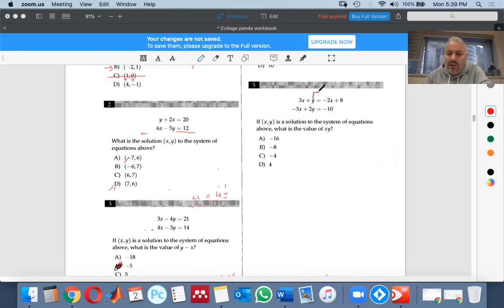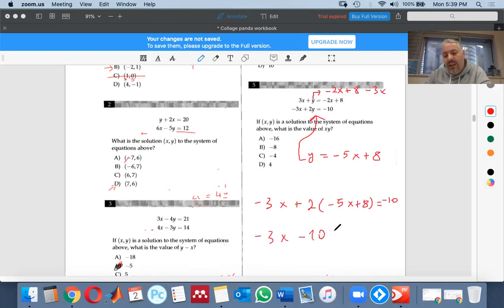What is y? Y is equal to negative 2x plus 8 minus 3x. So y is equal to negative 5x plus 8. So when we take this y and put it here, negative 3x plus 2 times negative 5x plus 8, equals negative 10. So negative 3x, negative 10x plus 16, negative 10. So negative 13x is equal to negative 26. So x is positive 2.